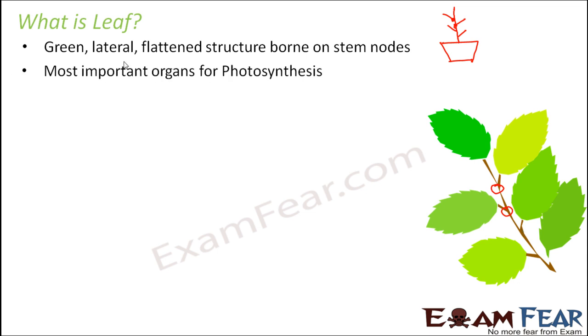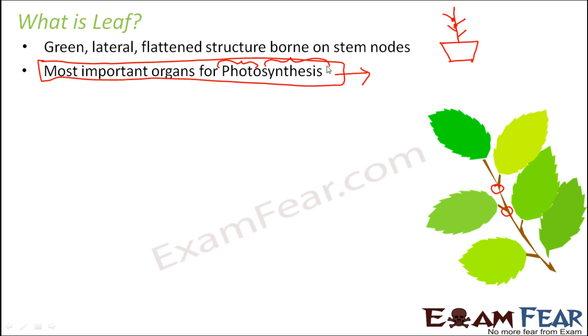These are the most important organs for photosynthesis. Photosynthesis is the process by which green plants prepare their own food in presence of light. Plants are able to prepare their food by utilizing the energy of the sun. That is why it is called photosynthesis. Photo is light, synthesis means to prepare. So to prepare food in presence of light.